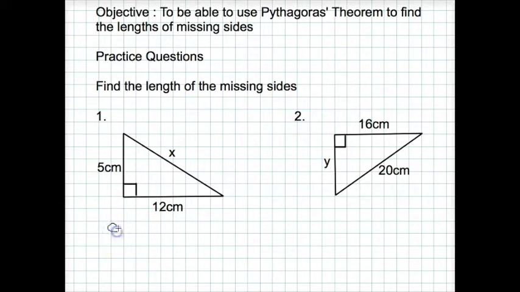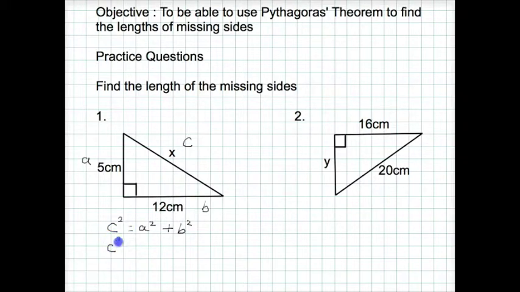Pythagoras theorem states that c squared equals a squared plus b squared. And the triangle should be labelled with C as the longest side, the hypotenuse, the one opposite the right angle. A and B don't matter. I tend to always label A this one and B as the bottom one. So now we can replace our letters with the values that we know for A and B.